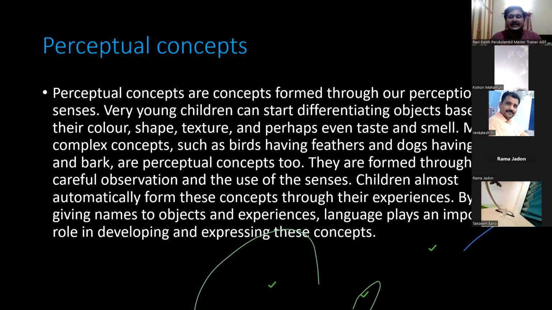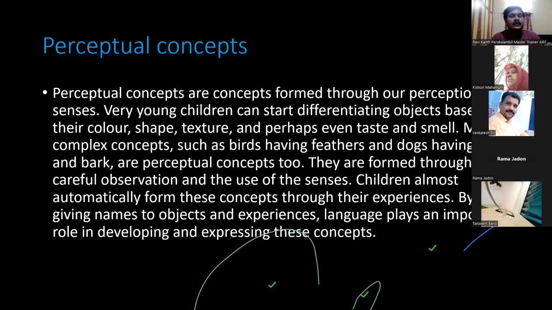Such as birds. More complex concepts such as birds having feathers and dogs having legs and bark are perceptual concepts too. Only by sensing, like hearing dogs barking, and looking at birds flying, these are all perceptual concepts which the child is trying to understand with the help of senses. They are formed through careful observation and the use of the senses.